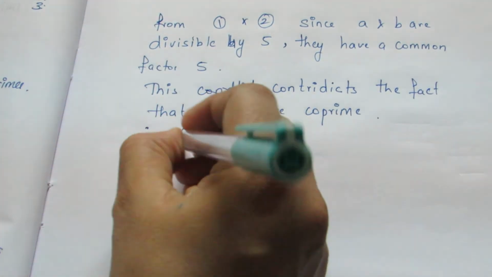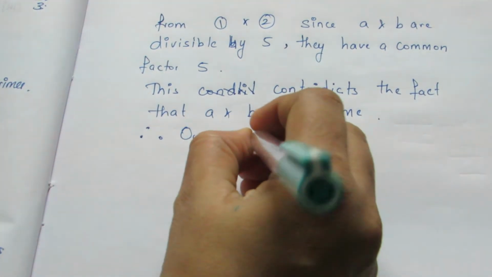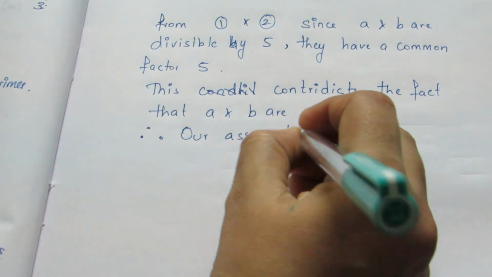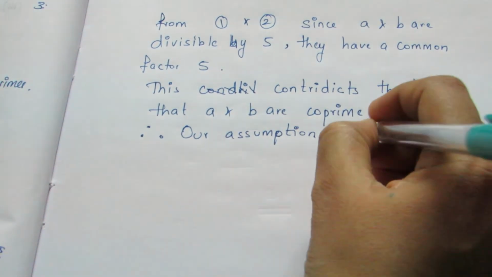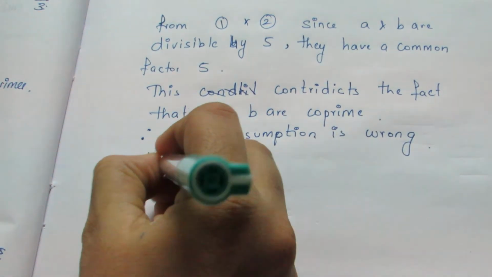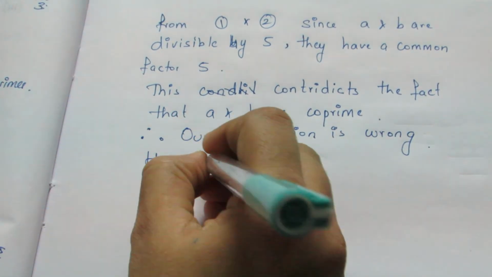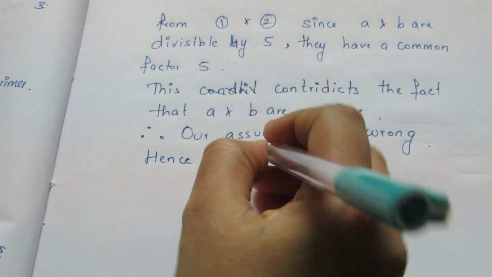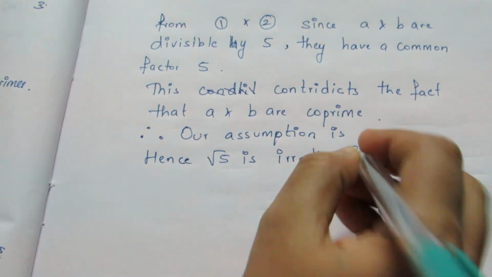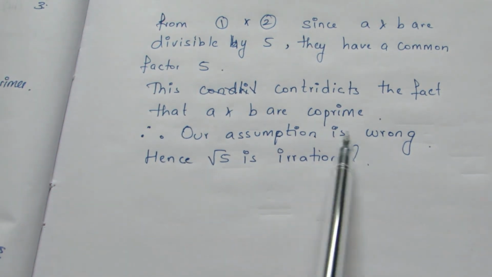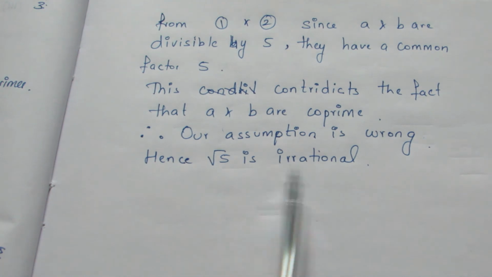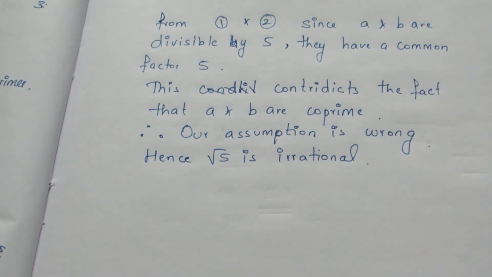Therefore, our assumption is wrong. What we have assumed is wrong. Hence, root 5 is irrational. We assumed it to be a rational number, and it is not a rational number because our assumption is wrong. Therefore, it will be an irrational number. Hence, proved.